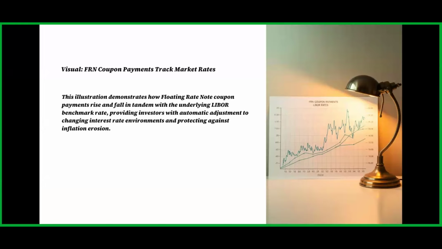Sometimes it goes up, followed by a lower coupon payment. So this is how the floating rate payment works. If you put all this data into graphical form, this is how we get the graph. We already know that floating rate note coupon payments rise and fall in tandem with the underlying LIBOR benchmark rate. What is meant by LIBOR?